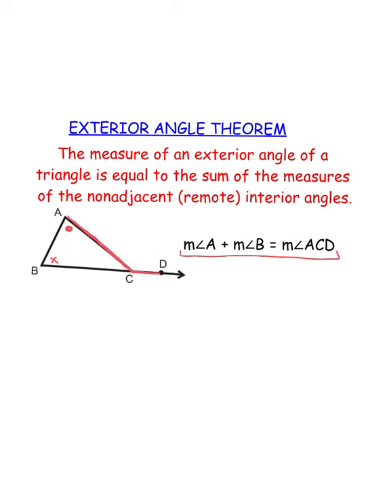So notice, if I look at angle ACD, this is outside, it's exterior of the triangle. So if I add the two inside angles that are not attached to this outside angle, that gives me the value of the outside angle.